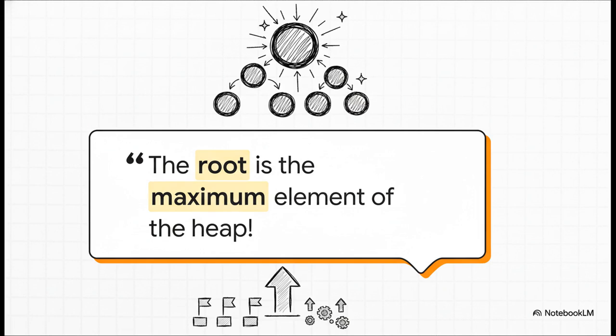Think about it. If every single parent is bigger than its children, all the way down, what does that mean for the one node at the very top? Well, it has to be the biggest element in the entire structure. And that is what makes heaps so perfect for priority tasks. The most important item is always right there.